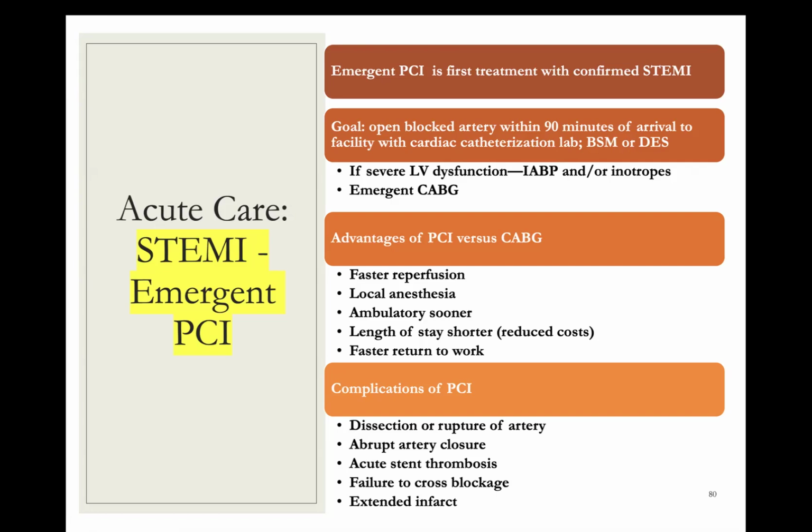Different complications of angioplasty or PCI is that it can cause dissection or rupture of the artery when they're placing stents or using the catheter in there. It can cause abrupt closure of the artery. We can get clots that form in the stents that they're placing. And it can make the occlusion worse.